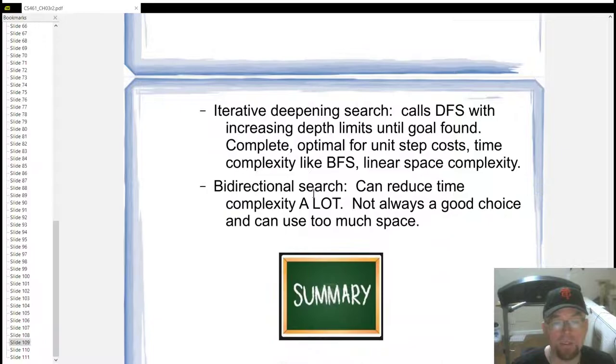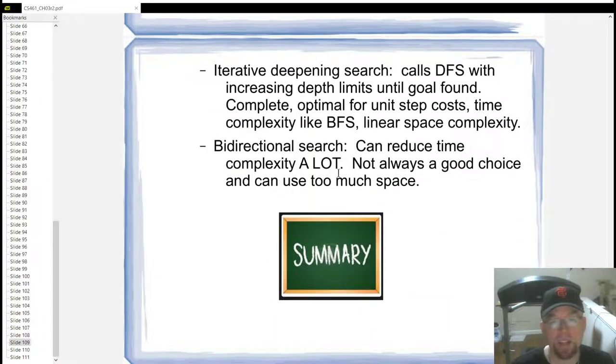Bidirectional search, you're trying to speed things up a lot by searching in two directions, with the overall idea that the number of nodes generated by each search is going to be smaller than if you just ran one search. You remember we had those two circles that we showed of the graph?